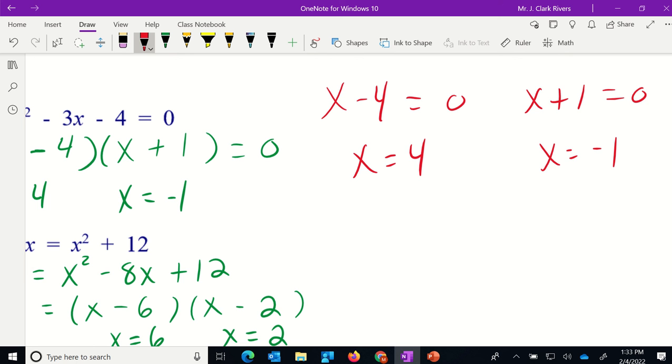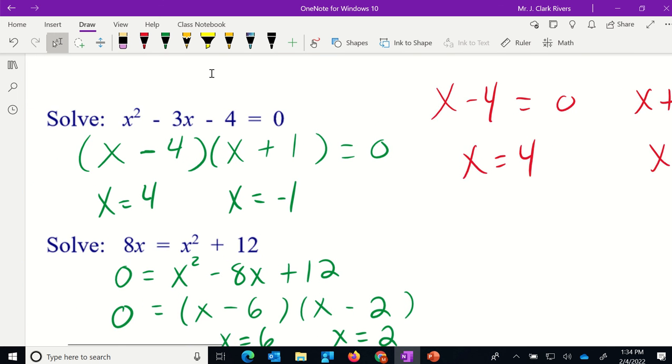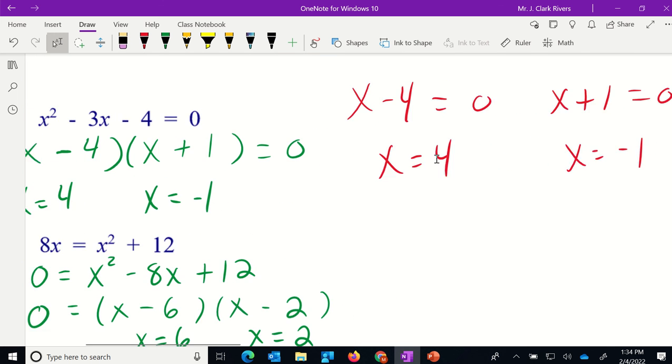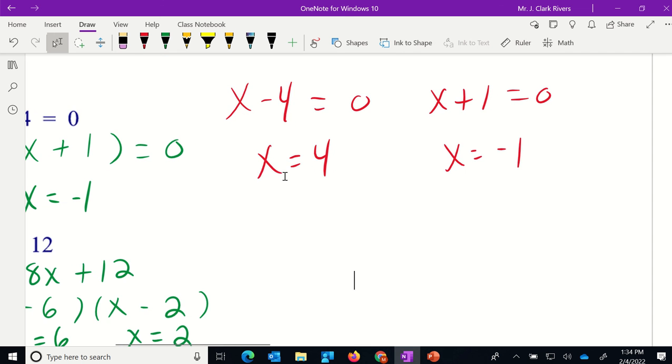Remember, extraneous solutions only occur when the x value represents something like an angle measure or a side length. We can't have negative angle measures or negative side lengths. I get it, you Googled it, I know. Just keep that in mind. There's nothing represented by this x value here, so neither of these are extraneous.